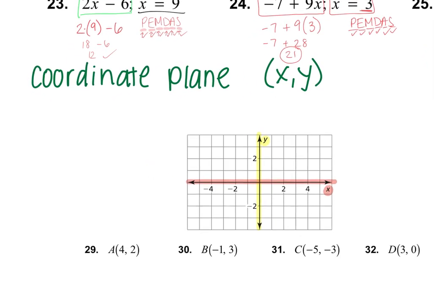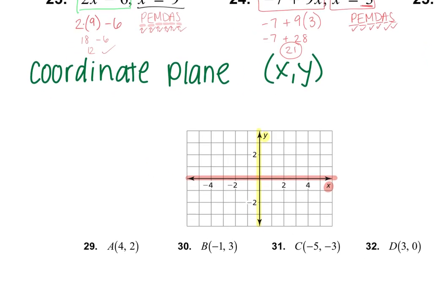All right, our next topic is something called the coordinate plane. That involves the x and the y axes. This red axis that you see, that is horizontal, is called the x-axis, and you'll see it labeled with an X. The vertical axis, which is labeled with a y, is what we call our y-axis.